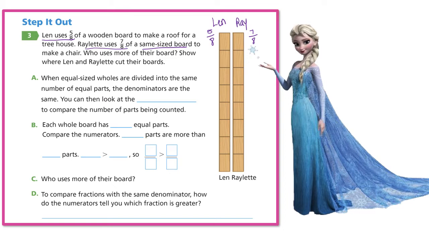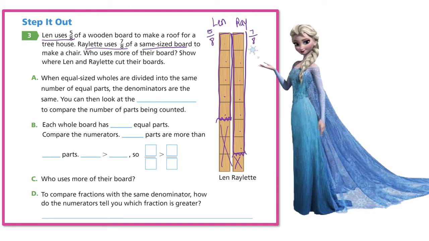I like to label my models to make it easier for me when I'm solving my problem. So I'm going to go ahead and find 5 parts out of the 8 for Len. So 1, 2, 3, 4, 5. He's going to cut his board right here. And Raylette is going to use 7 out of those 8 parts. 1, 2, 3, 4, 5, 6, 7. She's going to cut right here. Now, just so that we don't get confused, I'm going to cross off what they're not using. The rest of the board they are using. So I see that Len uses this much and Raylette uses this much.